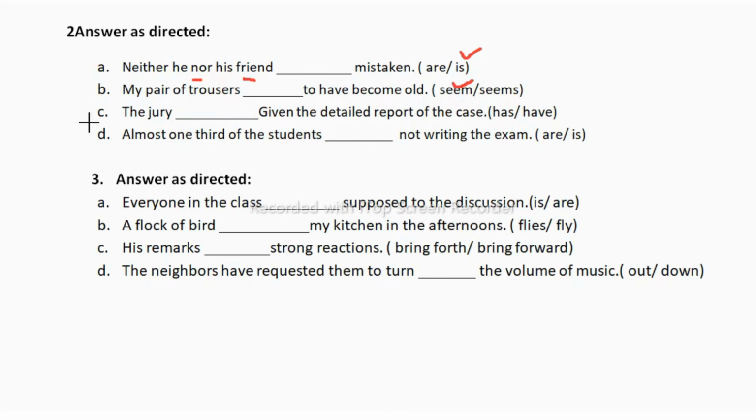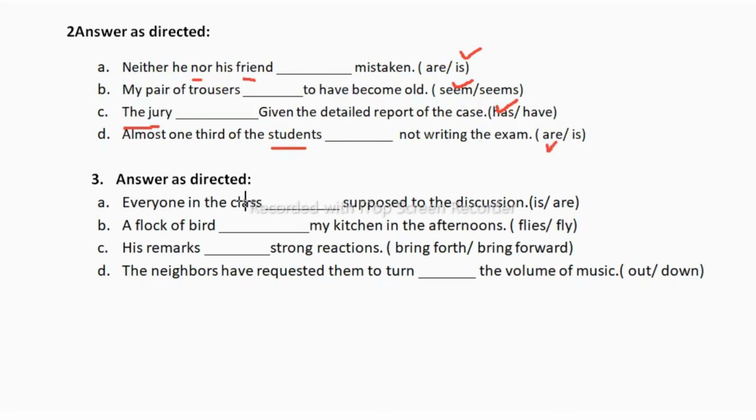Now next one, the jury dash given the detailed report of the case. The jury, the committee and the management are all collective nouns, so they are considered a singular subject. So we should take a singular verb here. The jury has given the detailed report. Now next one, almost one third of the students. Again, the subject is students, plural, that's why we are taking the plural verb, that is are. Students are not writing the exam.